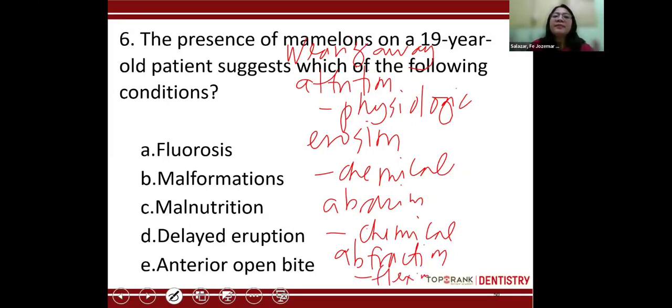Okay, now, sabi natin, hindi normal kaya na magkaroon ng mamelons ang 19-year-old kasi nga it's affected by the process of mastication. Okay? So, kung meron pa sa 19-year-old, meaning to say there's no contact. Hindi nagka-touch yung teeth. So, ano dito? Yung condition that will not lead to touching of the teeth. Fluorosis? There. So, problem with occlusion. Malformation? Hindi rin. Malnutrition? Hindi rin. Delayed eruption? No. Okay? It's anterior open bite.